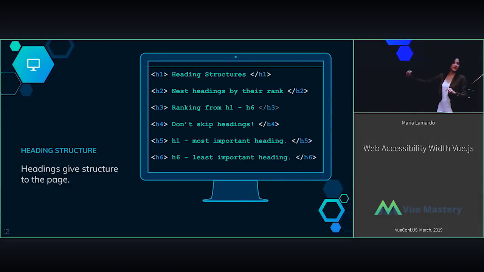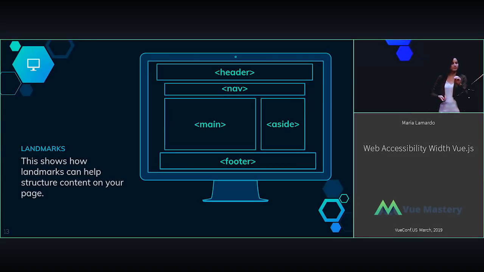So here is what a good heading structure would look like. You can start with your H1, which is the most important header, and you could go all the way down to H6, which is the least important. And you could nest them in the ranking order, and make sure that you're not skipping any in the process. So any piece of your page should have that structure.